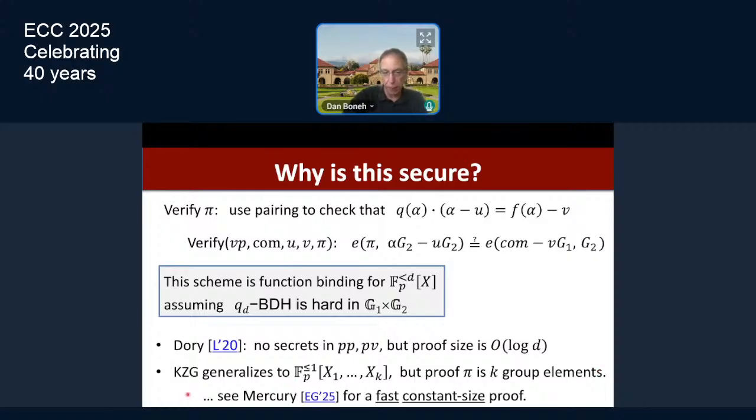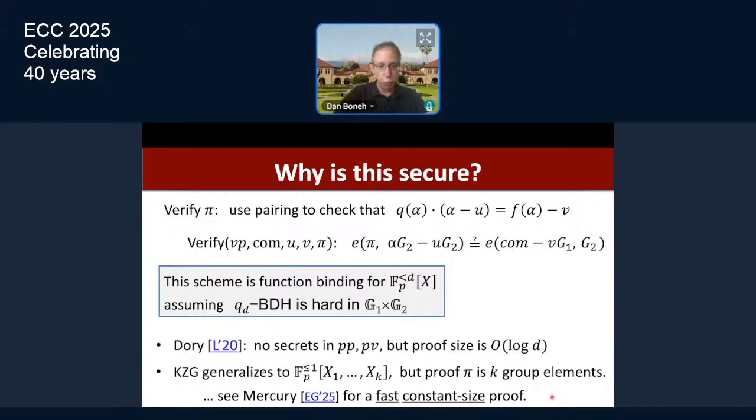And I just wanted to mention there's a paper from this year called Mercury that shows how to use these ideas, but it's actually able to get constant size proofs that are quite fast to compute. Again, very, very elegant ideas using tensors. I put links here in the presentation. If you're interested, this is a very nice paper to read.